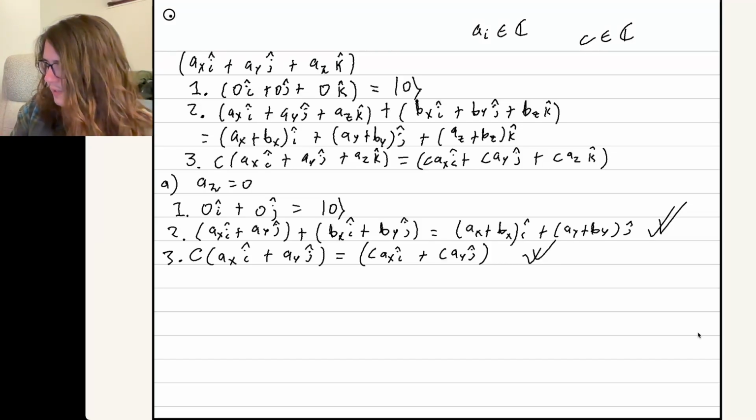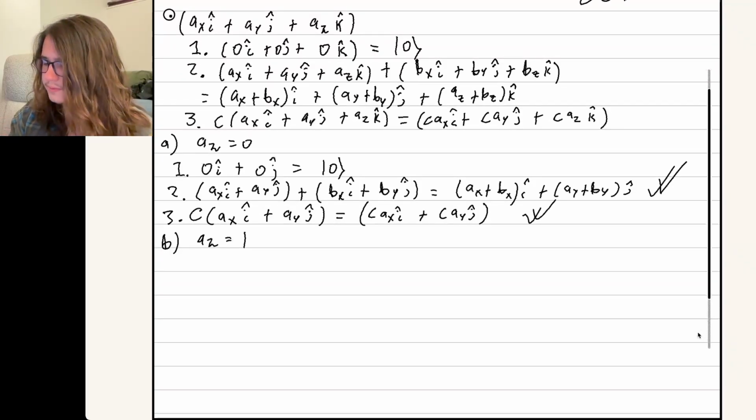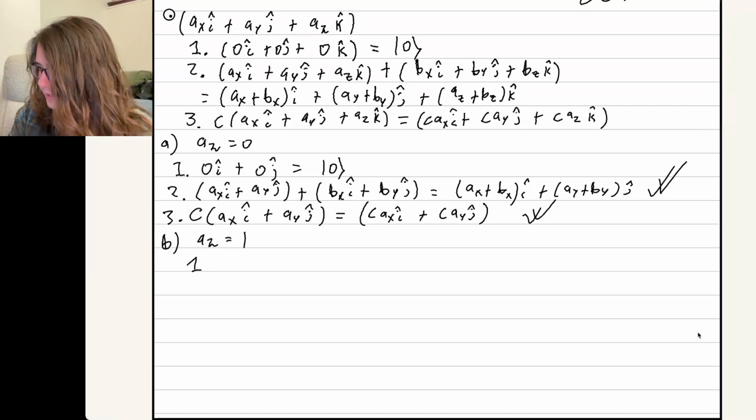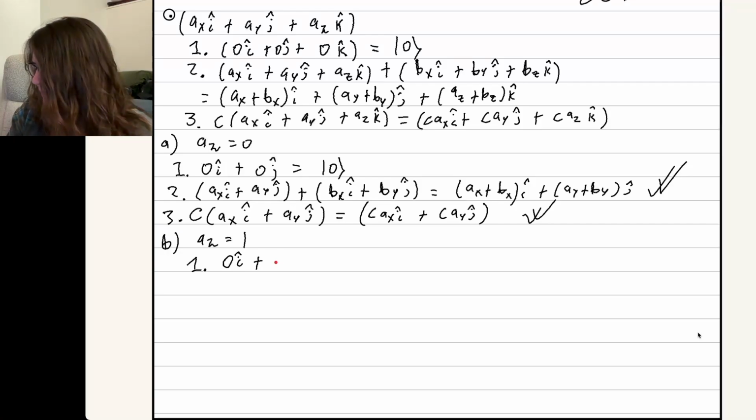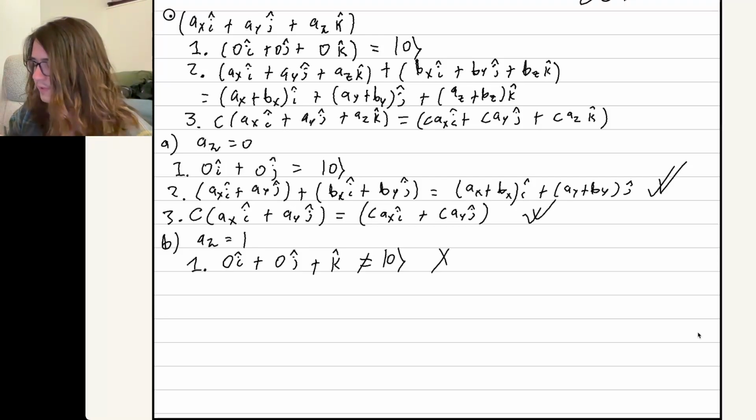Awesome. Now, does az equal 1 constitute a vector space? No. It fails the first test because there's no way to get to the 0 vector out of this. You can set ay and ax to 0, but az is always 1, so there's always going to be a k hat. So there's no way to get the null vector, so it fails. Not a vector space.